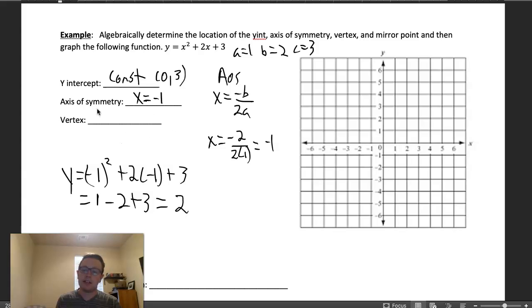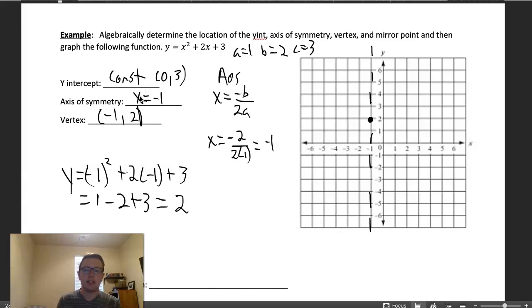Meaning our vertex is going to be the point x is minus 1, y is positive 2. Let's go ahead and throw that on our graph. We get minus 1, positive 2 as our vertex. We know our axis of symmetry also runs through here, meaning that if we have a point on one side, we can make it an equal and opposite way across the axis of symmetry.